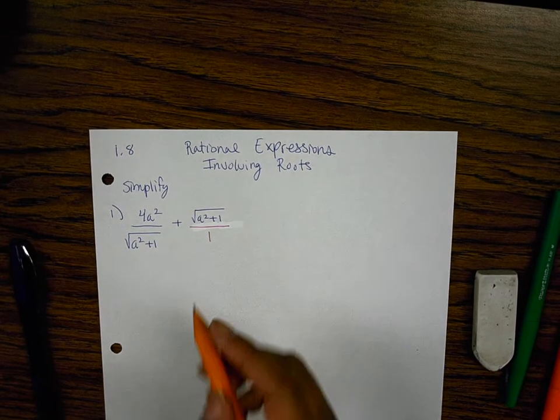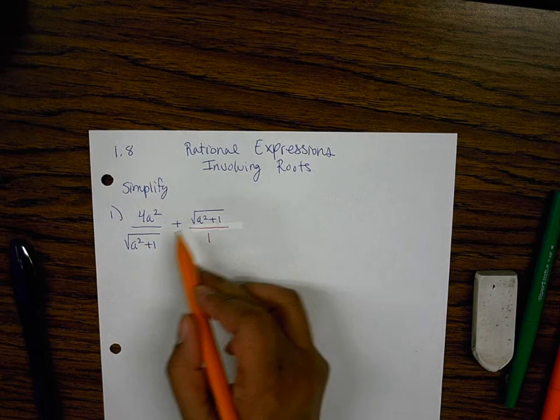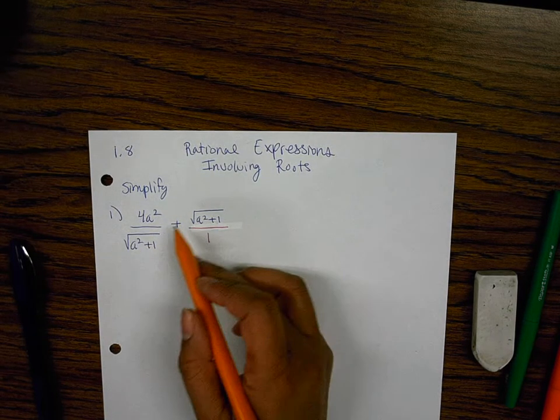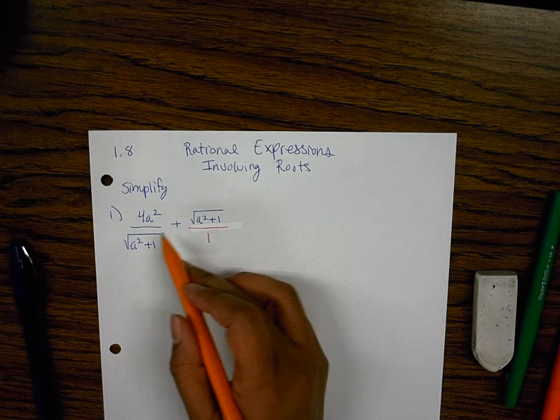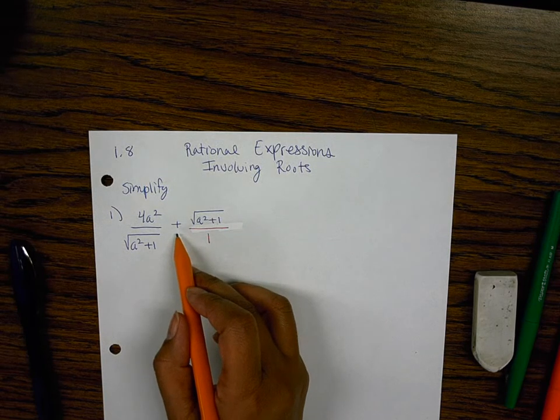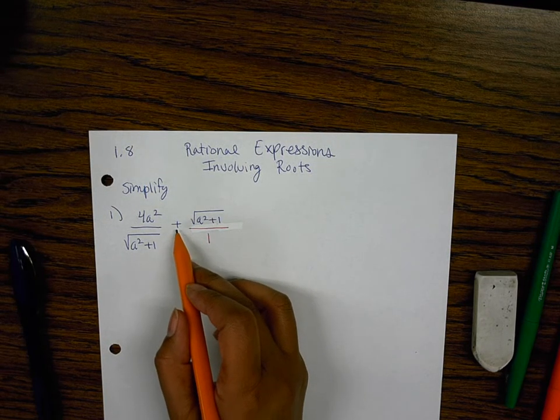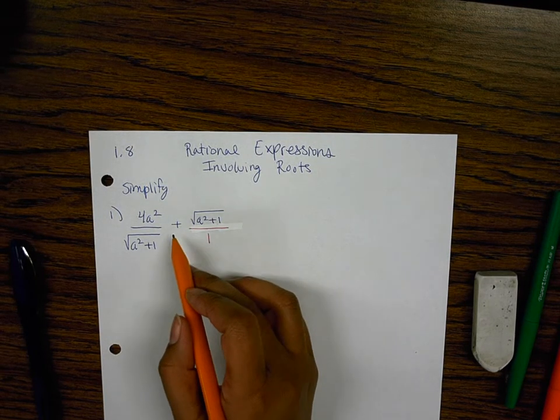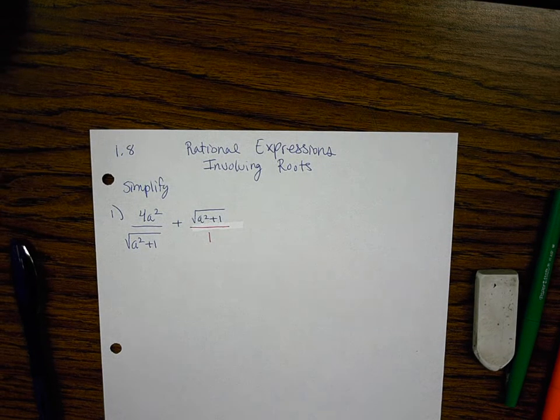A really quick side note, I often have kids ask, can I cross-reduce? No, no, no, you are not allowed to cross-reduce because that is a plus sign, not a multiplication. If that was a multiplication sign, you can cross-reduce. With addition or subtraction, you cannot.